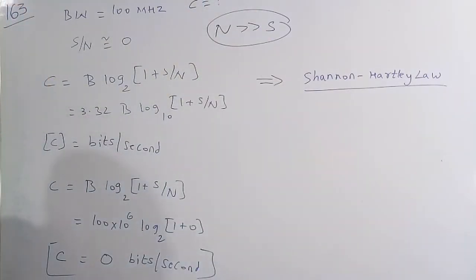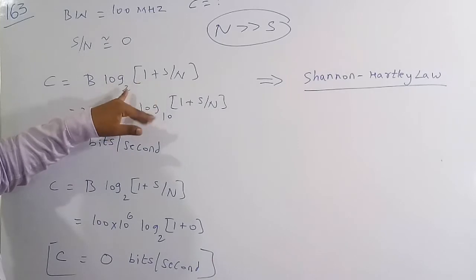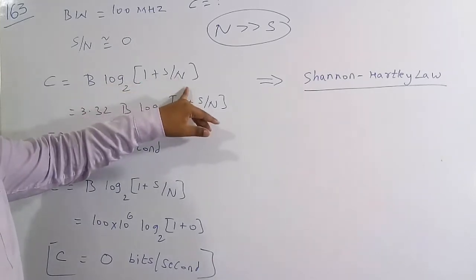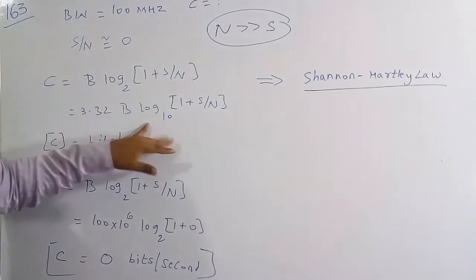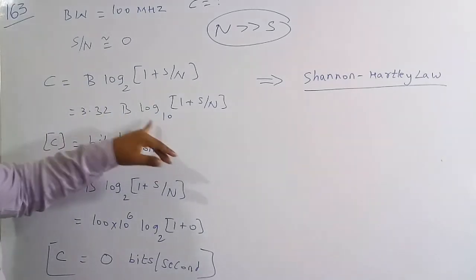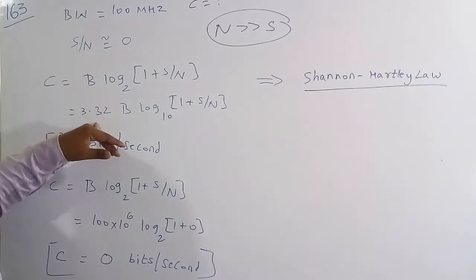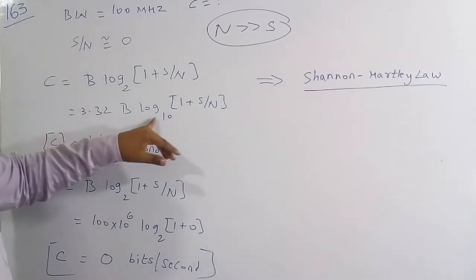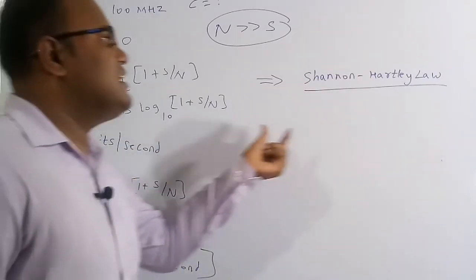We know the relation between the channel capacity, bandwidth, and the signal to noise ratio, which is: channel capacity is equal to bandwidth times log with base 2 of 1 plus S by N. Suppose if you want to write this formula in terms of log base 10, this is the modification you need to do with respect to the previous formula. You have to multiply by 3.32 times bandwidth times log of 1 plus S by N with base 10. So this formula is called the Shannon-Hartley law.